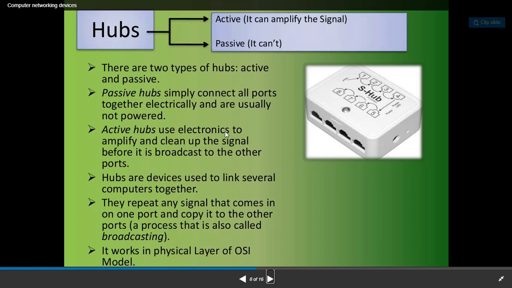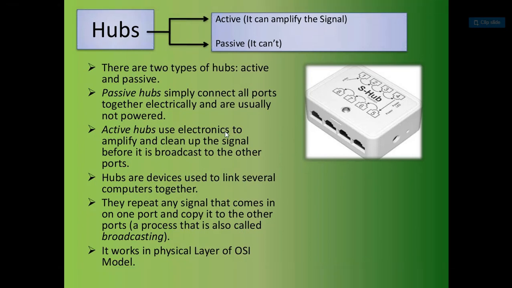Now, hubs. Basically, when we have multiple computers and we need to interconnect them, then we need a device which gives you multiple connections, and this device is called a hub. And hubs are generally of two types, called active hub and passive hub. The difference between these two is that an active hub can modify or amplify the signals, and a passive hub simply transmits the signal. It doesn't amplify the signal, that's why it is called a passive hub.